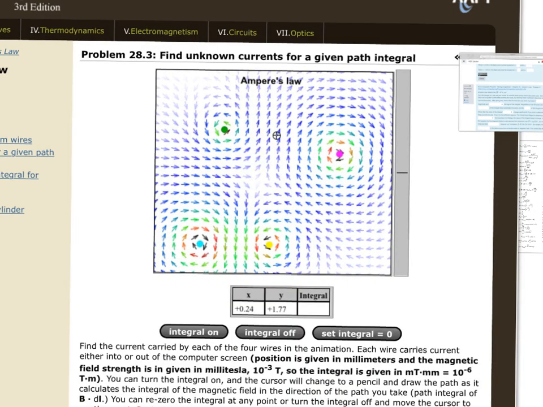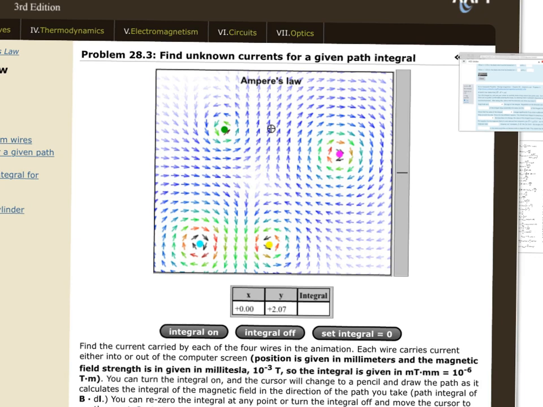There are 4 wires: green, magenta, cyan, that's the light blue, and yellow, all showing the field so we can get the direction of the current. And we have a little cursor which I can move around and put at different positions. So let's do a loop around the green wire first. Let's put the cursor at some position like, I don't want to spend all day on this, but say 0, 2. Now I'll turn the integral on, because this is going to numerically integrate the path that I follow.